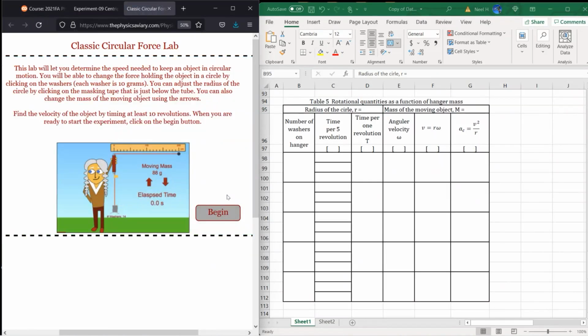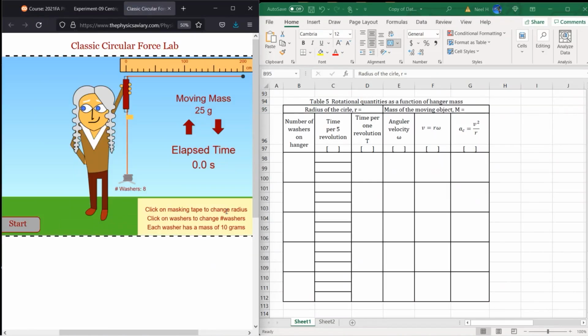Sometimes it will not go back automatically to 2 meters. If you really want to do that, you can reset the whole web page. Then it will go back to 2 meters automatically. I'm going to keep maybe the lowest mass for this case. And for the hanger weight, I can start from the lowest value. And then I will slowly change the number of washers by clicking twice at a time. Radius does not change. Moving object mass must not change. I'm going to keep the lowest mass for that one, largest radius possible.